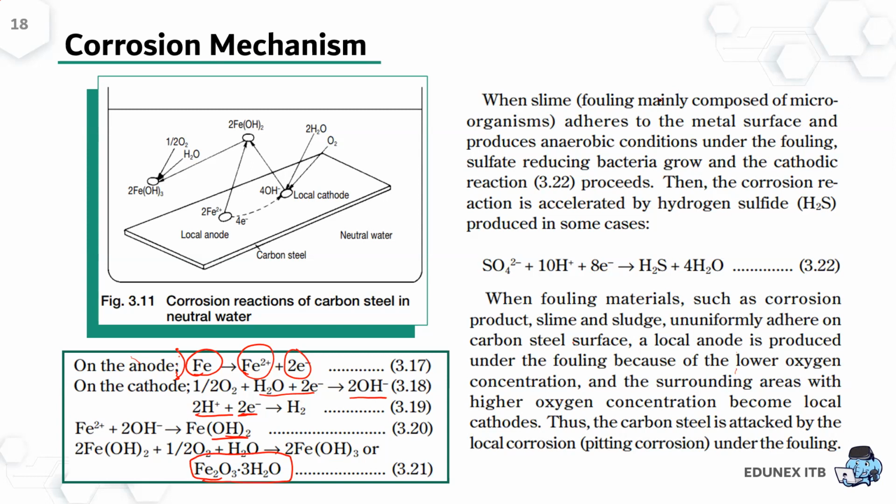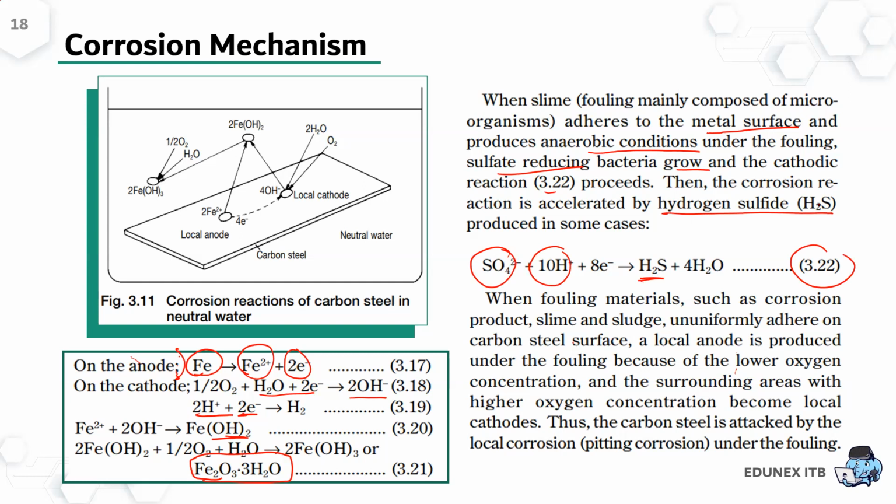Another condition is when slime or fouling, mainly composed of microorganisms, attaches to the metal surface and produces anaerobic conditions under the fouling. In this case, sulfate-reducing bacteria grow and the cathodic reaction proceeds, where sulfate reacts with H+ and electrons to create hydrogen sulfide. So the H2S here is also one of the compounds that is very corrosive, and we also need to prevent the generation of hydrogen sulfide.